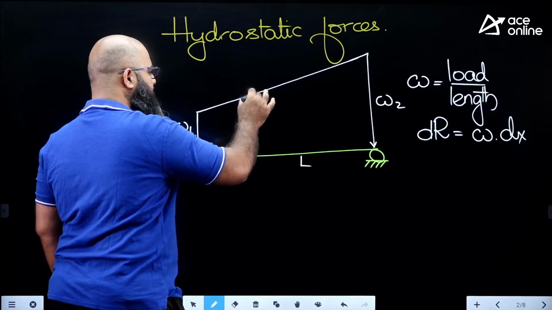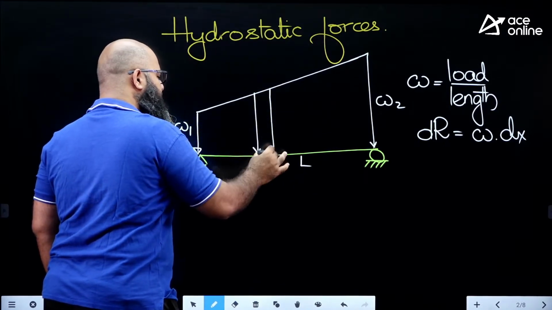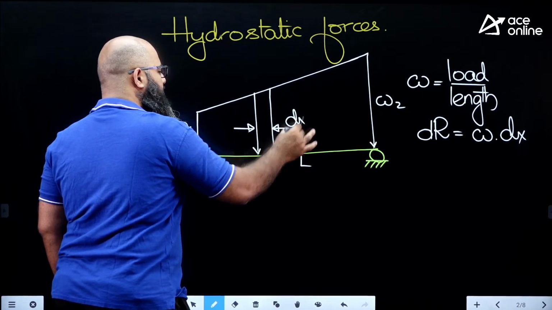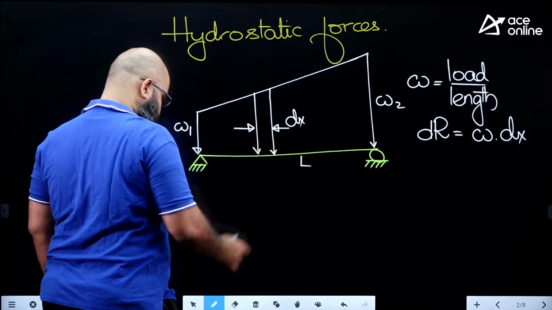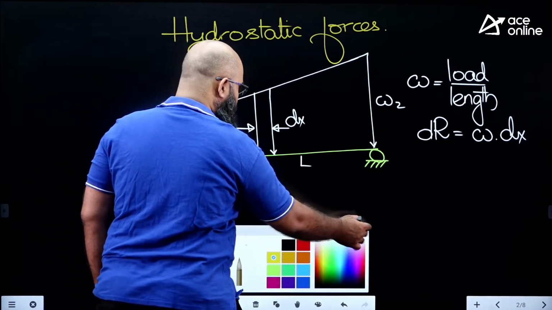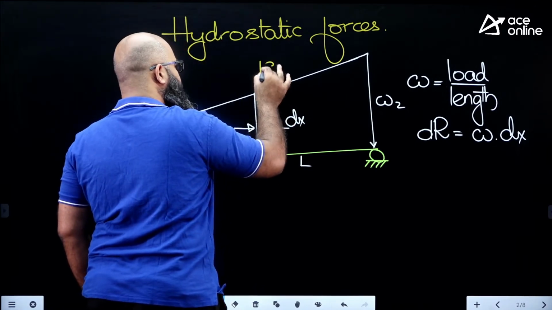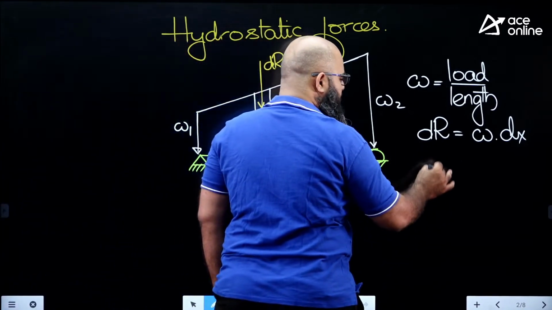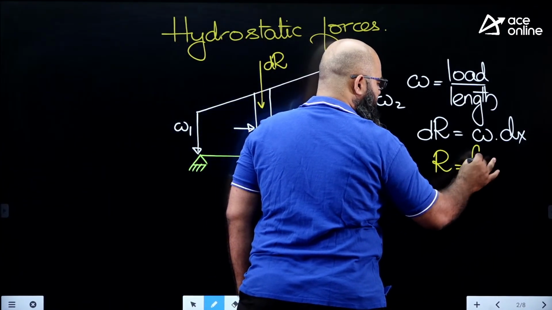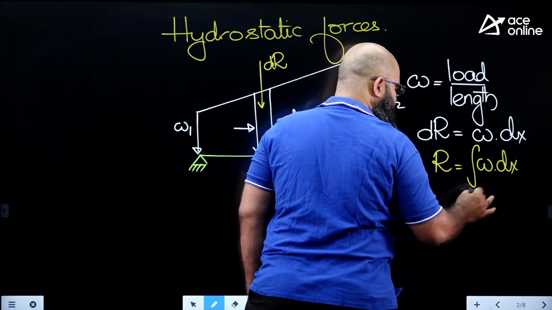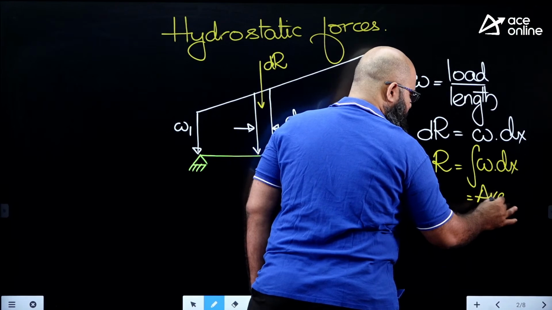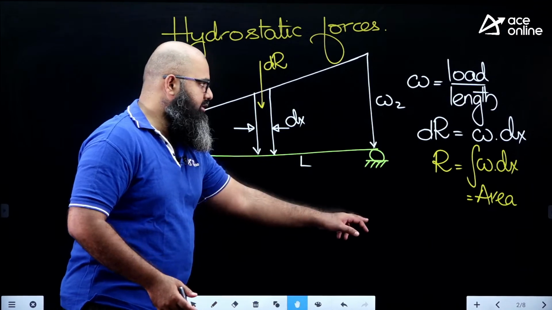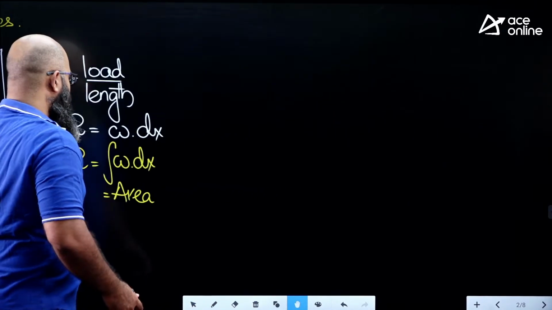Let us say we go to some distance, we identify some W, and we understand that this W remains constant for a very small portion dx. So W multiplied with this differential length gives me the differential force dR acting over here. If I wish to find the complete resultant, it is equal to the integral of W dx, which is basically equal to the area under this loading curve. Something very similar is happening in fluid mechanics also. Let us try to understand that.